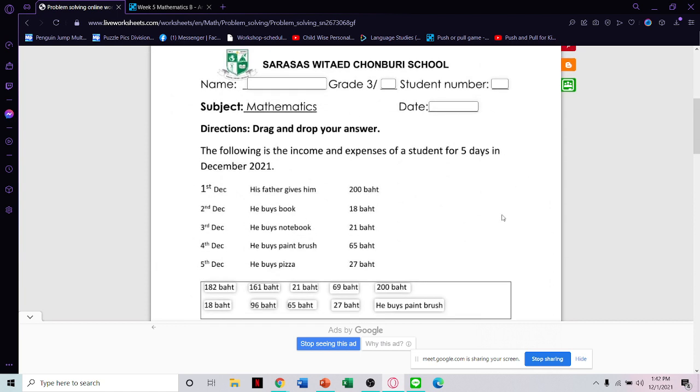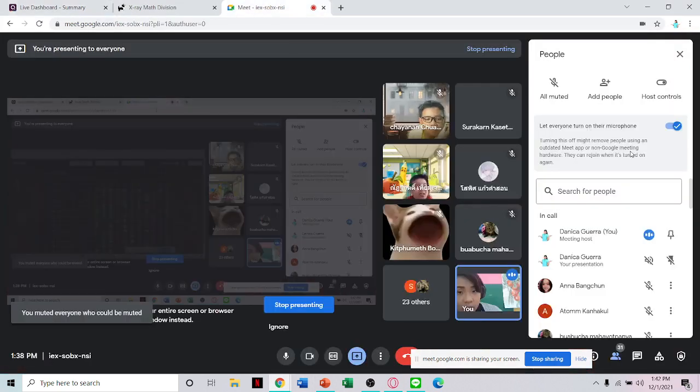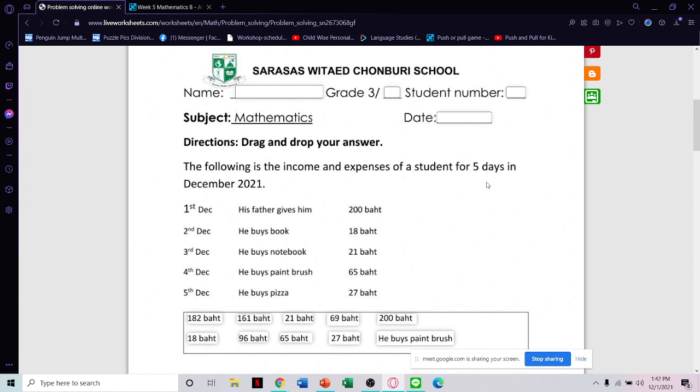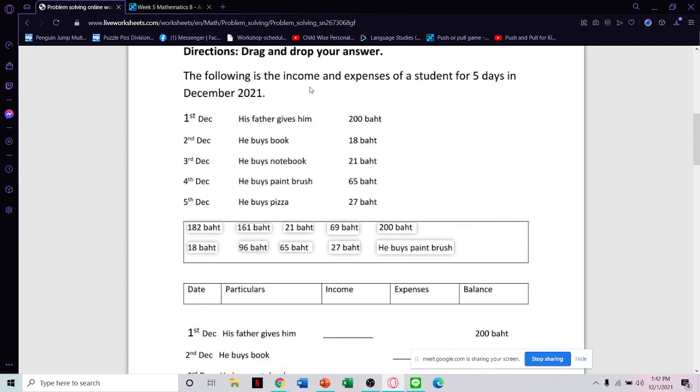Let's now have our live worksheet. Can you see the live worksheet? Yes. Okay, write your name, grade, number, and the date today. So we have the same one that shows income and expenses. You have 5 days. The income and expenses written here.